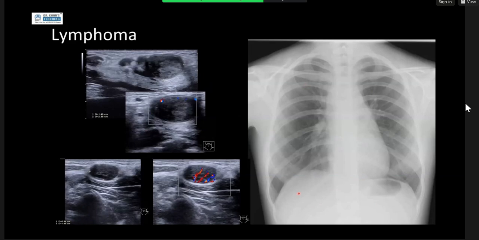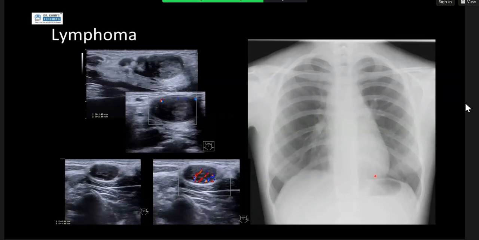This is the X-ray of the child with this ultrasound scan. Just looking at the mediastinum, it looks a bit more prominent, but part of it could be the sternum. But this raised a suspicion, so CT was done, which just showed small but not too enlarged nodes.